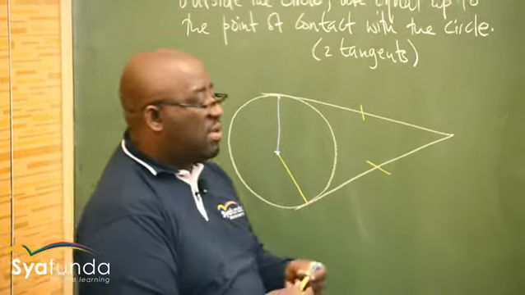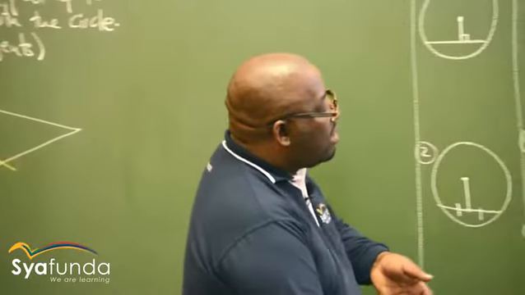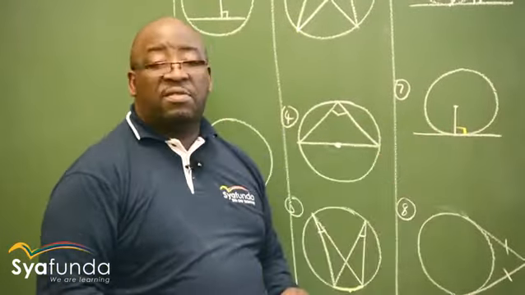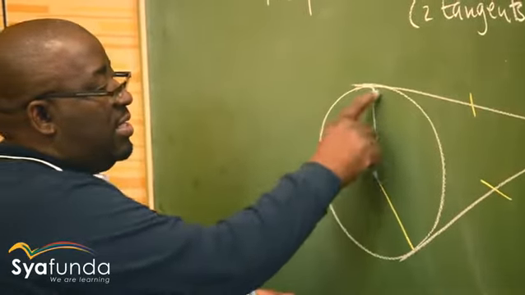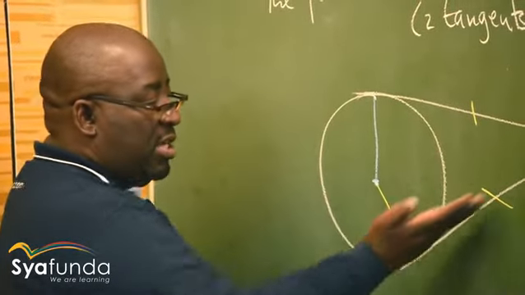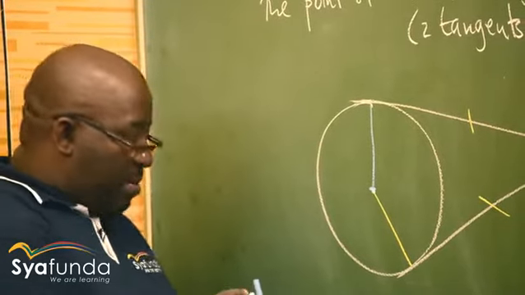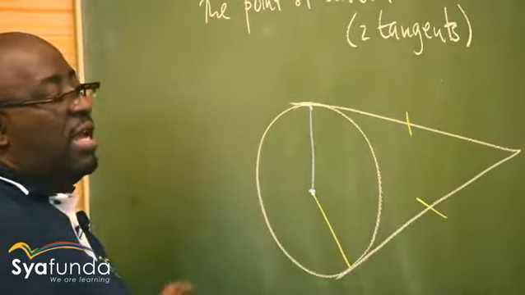Remember the previous theorem that we've just done. We said whenever a radius meets a tangent, 90 degrees is formed. This is a tangent. This is a radius. So what is this saying to us? This is 90 degrees. Remember, we want to prove that this side is equal to that side.